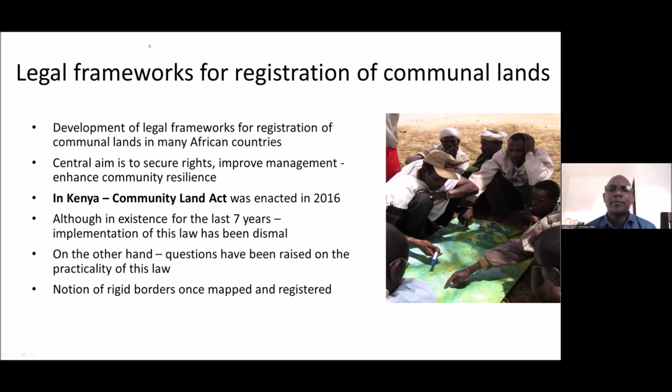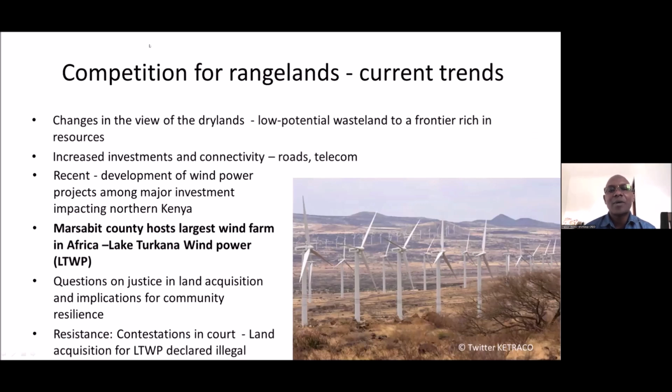On the other hand, questions have also been raised by communities on the practicality of this particular law in protecting their rights, and also its compatibility with already existing user rights that we've just mentioned, and the governance institutions that have been in place for generations. It was also feared that by registering the land, the borders that have been fluid would become rigid once the land is formally demarcated and registered. And already these questions around the borders have come up while implementation of this law is being discussed among the communities, further leading to delay.